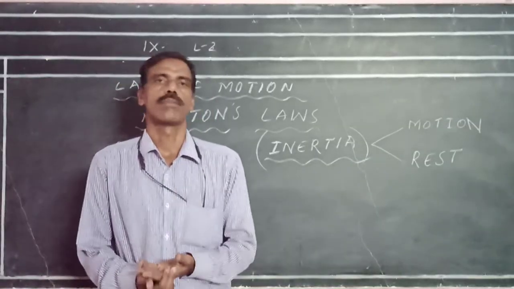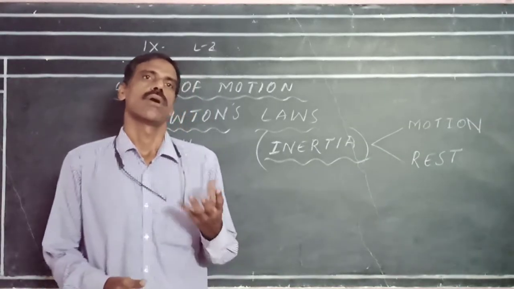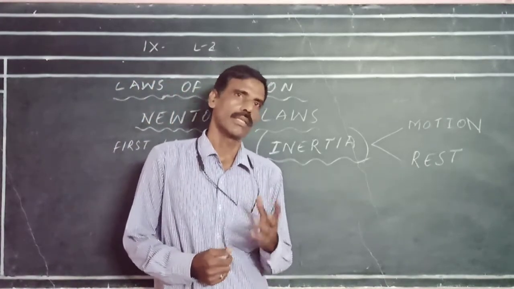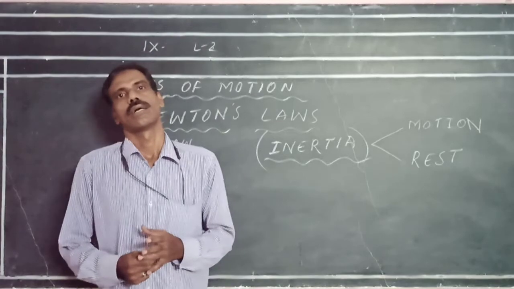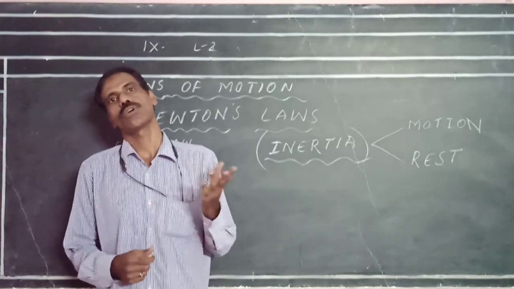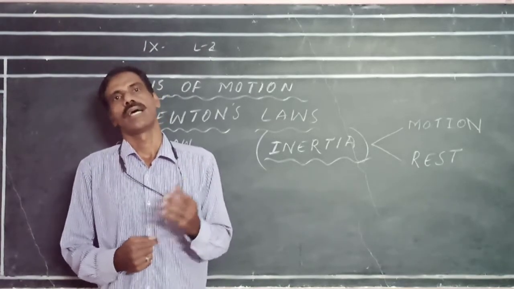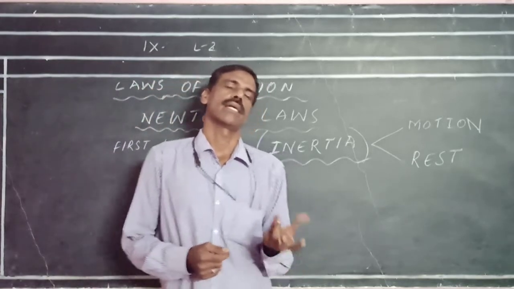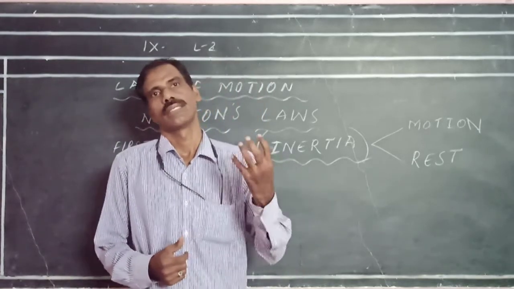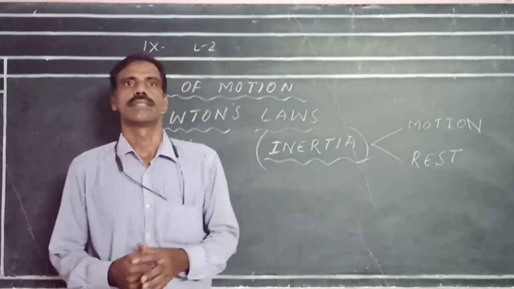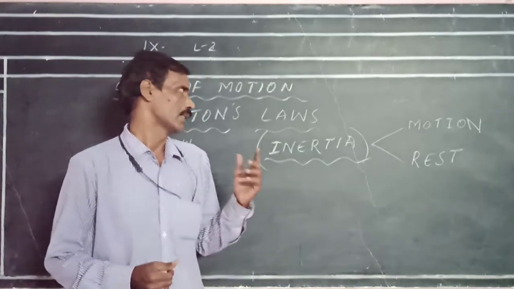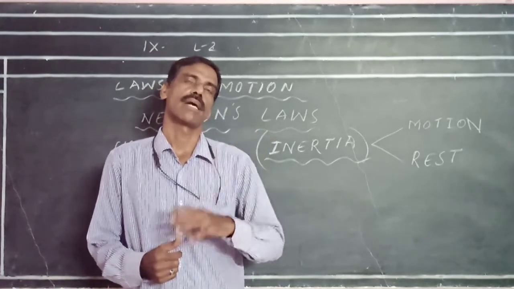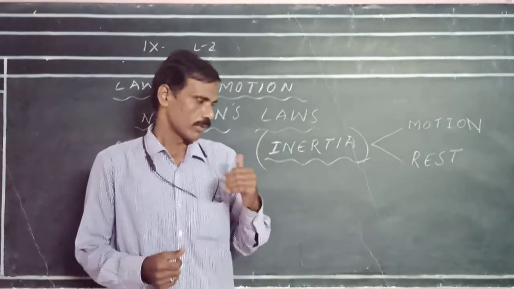Inertia of a body depends on the mass of the object. That is, if the object has more mass, it has more inertia, whereas if the object has less mass, it has lesser inertia. That is, the property of inertia is more when the mass is more. That's what we will say.